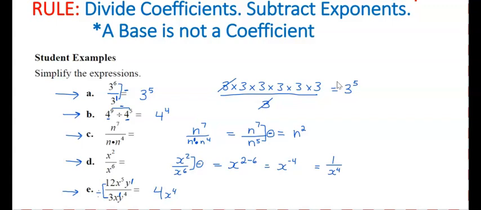There we have again a negative. This is y to the negative 3 power. When this happens, the y and the negative 3 need to go down to the denominator, and that takes away the negative. So as a final answer here, it's going to be 4x to the power of 4 over y to the power of 3.